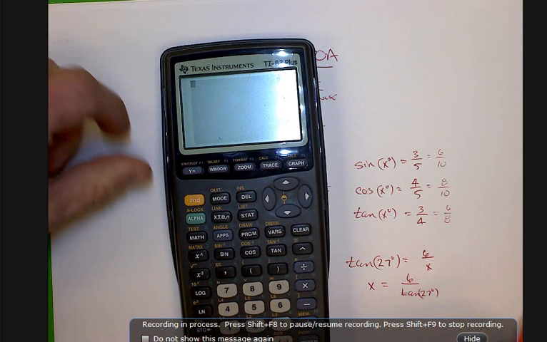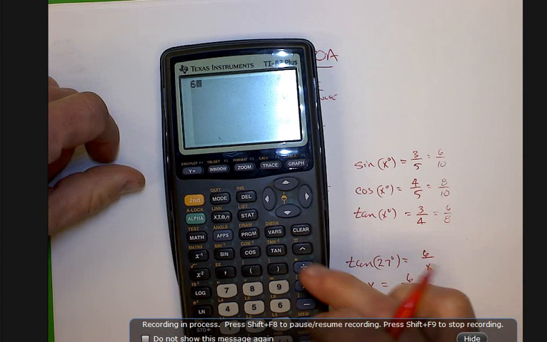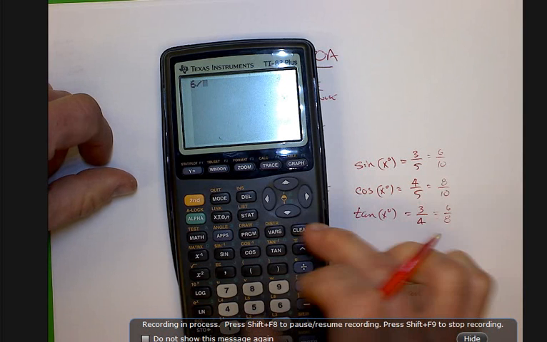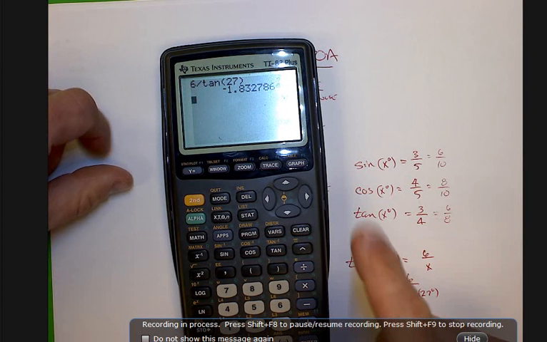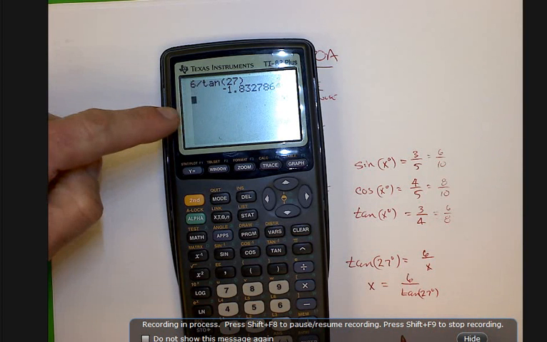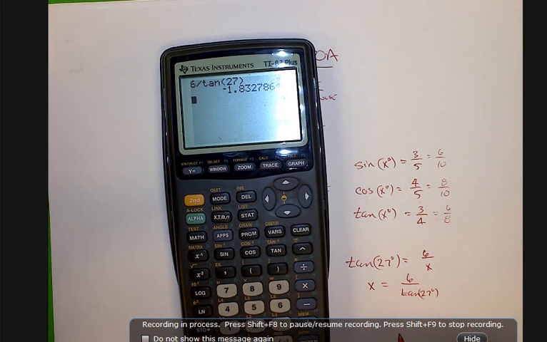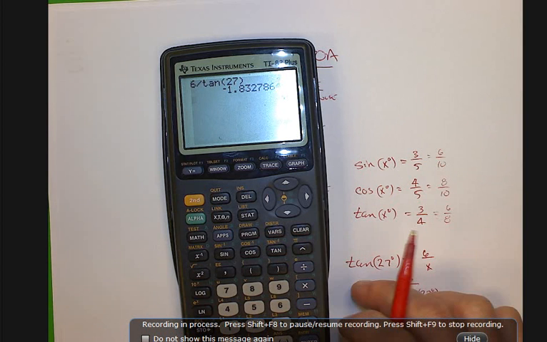So I would say 6 divided by tangent, hit the tangent button, 27, close my parentheses, equals. And I've got a big problem here because that doesn't look like it makes sense, negative 1.8, and it doesn't. And that's okay because I want to show you what happened here.